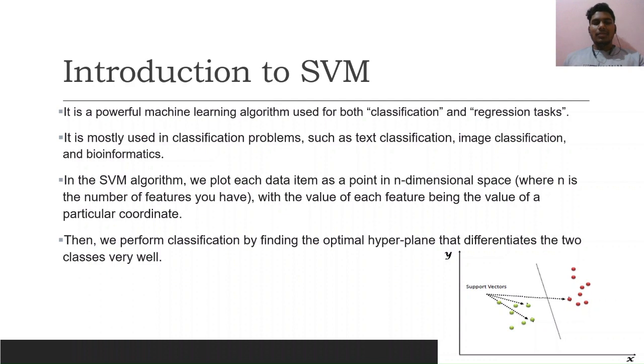In the SVM algorithm, we plot each data item as a point in an n-dimension space, where n is the number of features you have, with the value of each feature being the value of a particular coordinate. Then we perform classification by finding an optimal hyperplane that differentiates the two classes very well. It is shown very well in the diagram.